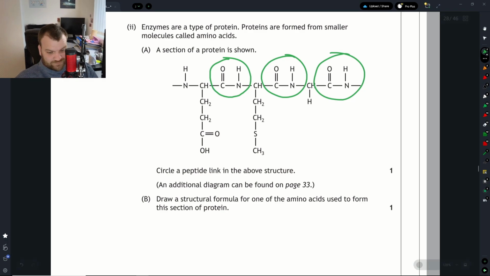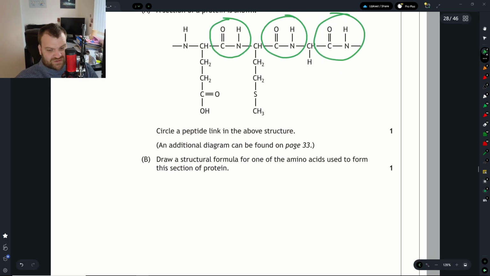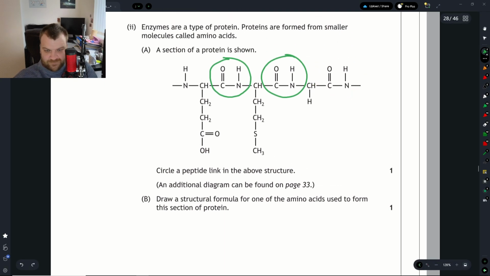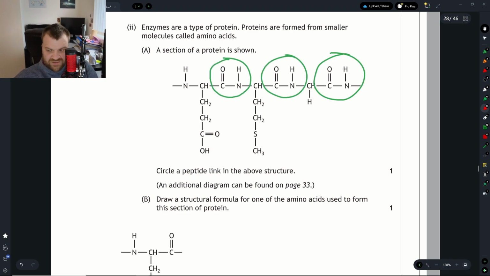Next one, we're asked to draw a structural formula for one of the amino acids used to form this section of protein. To do this, we want to split the molecule between the C double bond O and the NH. I'll draw all 3 of them so you can see all the options that we would have.